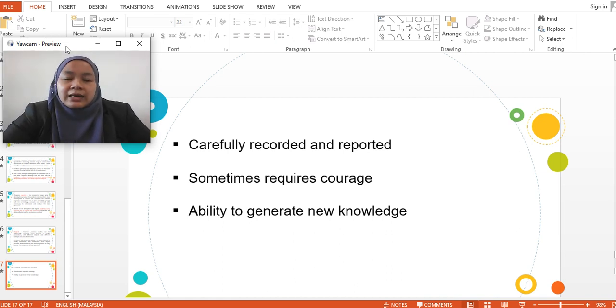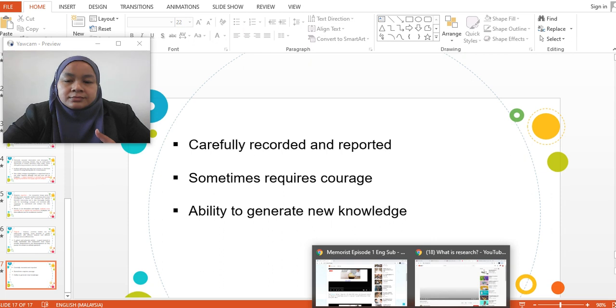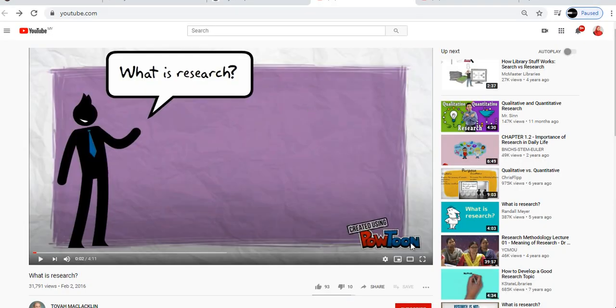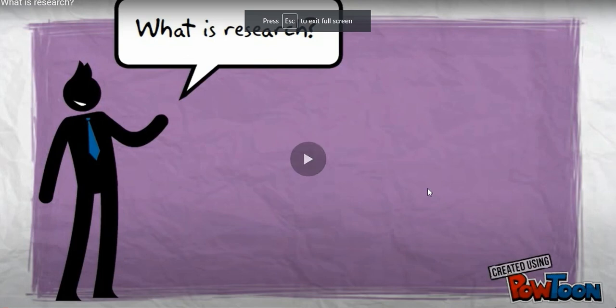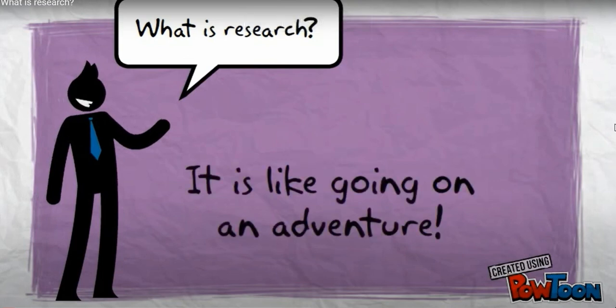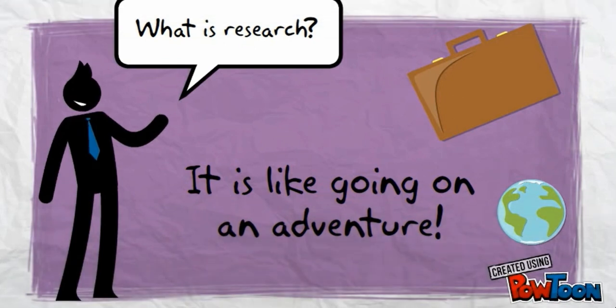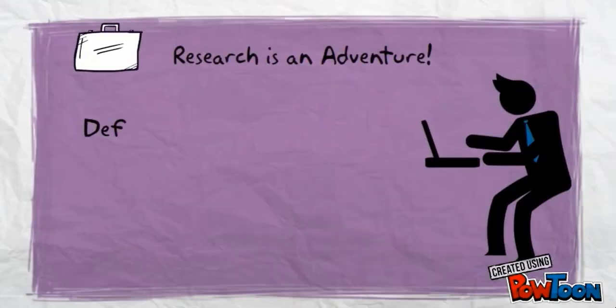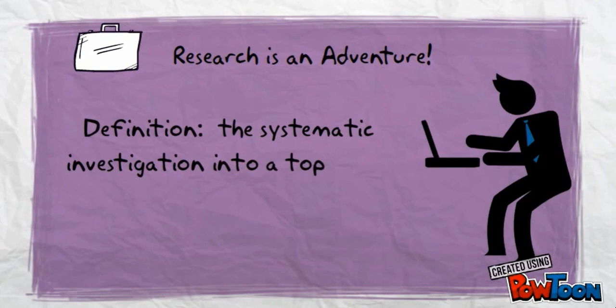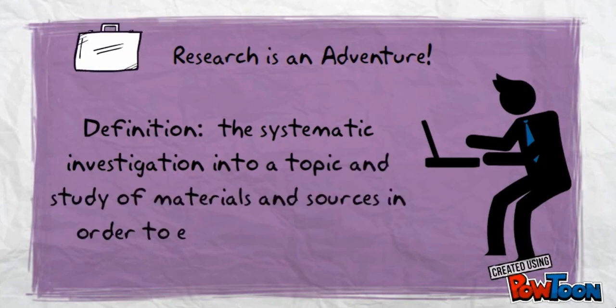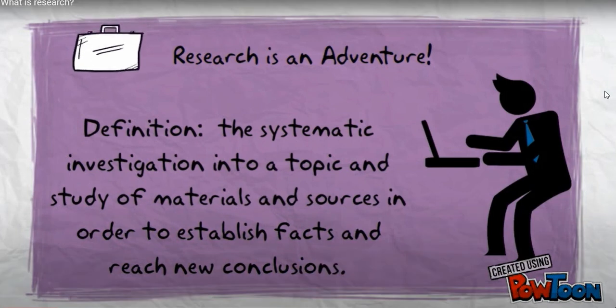Let's go to the next part, which is the video, the definition of research. So what is research? Research is like going on an adventure. By definition, it is the systematic investigation into a topic and study of material and sources in order to establish facts and reach new conclusions. This is the one that I mentioned just now. By definition, research is the systematic investigation into a topic.